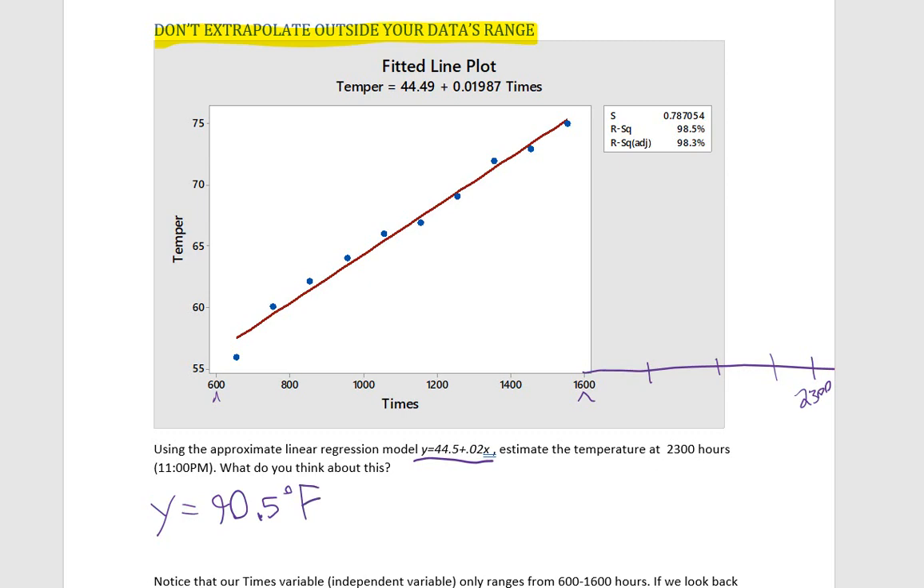Now here's the deal if you don't know, 2300 hours is 11 o'clock at night. If the hottest part of the day is at 4 o'clock p.m., which it typically is, so 1600 is 4 p.m., and the hottest part of the day was 75 degrees, does it make sense that at 11 o'clock at night it would be hotter than it was at 4 o'clock? No, and here's why this doesn't work: if we look at this linear equation, we assume that it's going to continue to go upward.